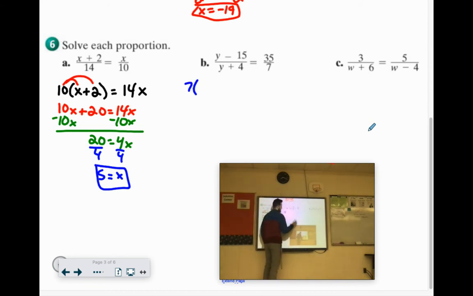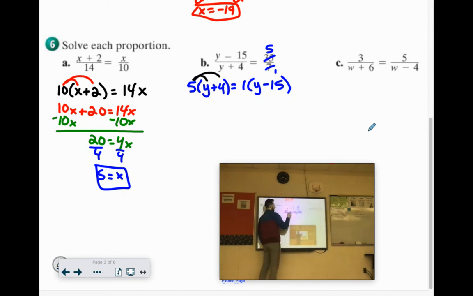You know what? You could do 7 and 35. Otherwise, we can simplify it to 7 goes into 35 5 times. So now we have 5 times y plus 4 equals 1 times y minus 15. And 1 times y minus 15 is just y minus 15. So I'm going to subtract a y.